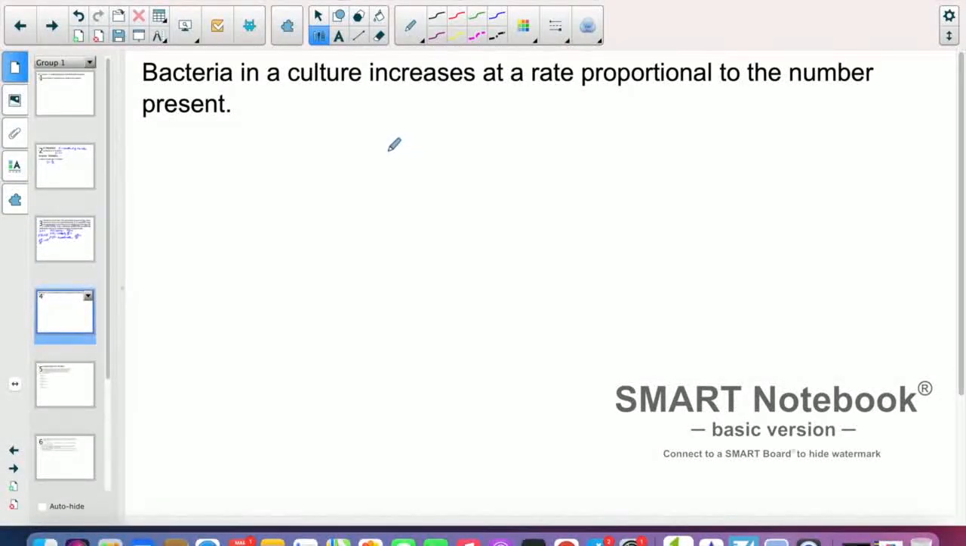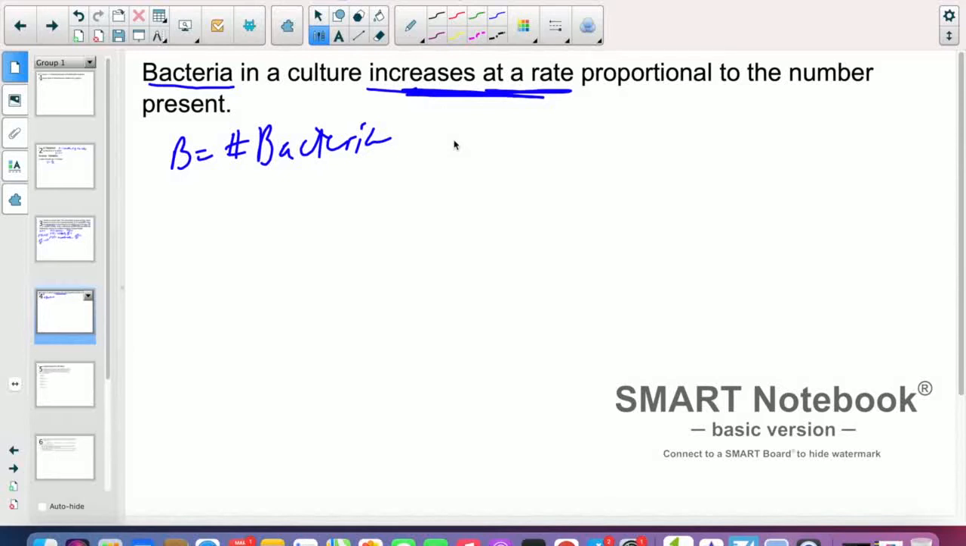Bacteria in a culture increases at a rate proportional to the number present. All right, in this one, they don't give us any variables, so we have to determine what our variables are going to be. So bacteria, I'm going to let B equal the number of bacteria present, and it increases at a rate. Now let's think about what that means. Isn't that the derivative of what we have?